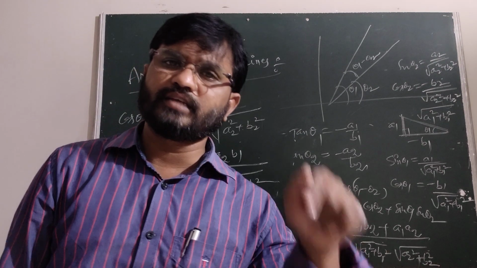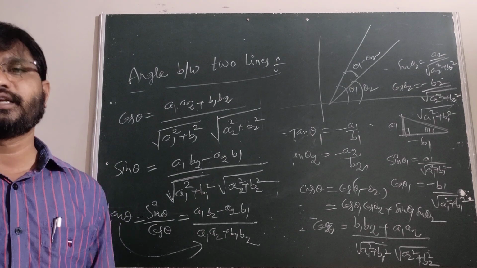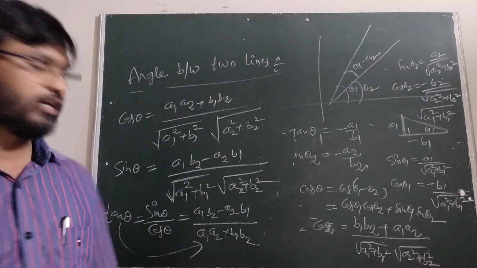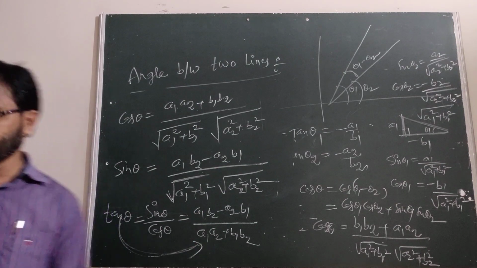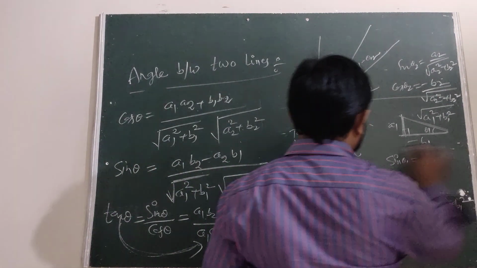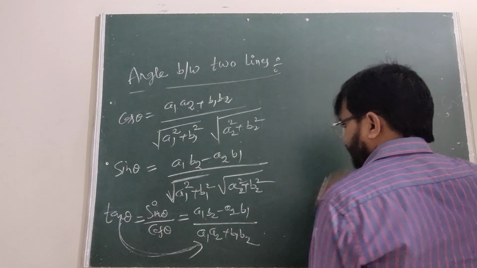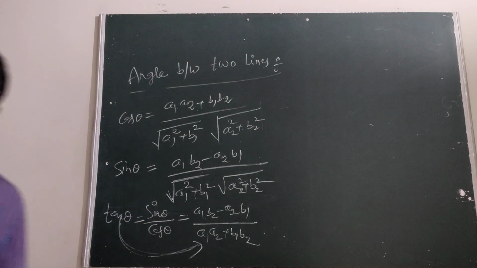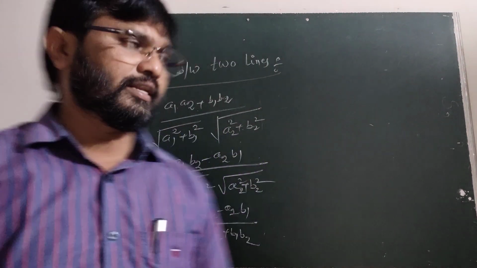Another formula is there, that is (m1 minus m2) by (1 plus m1 m2), when we are taking m1 as minus a1 by b1, m2 as minus a2 by b2, we got this formula. Now one more thing, if the two lines are perpendicular or parallel, then the condition: we know that if the slopes are equal, that means m1 equal to m2, the lines are parallel. If m1 into m2, the product of the slopes, equal to minus 1, they are perpendicular lines.